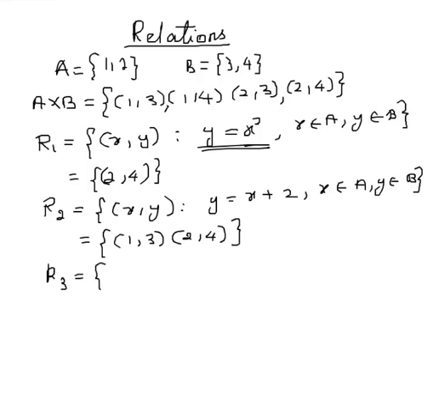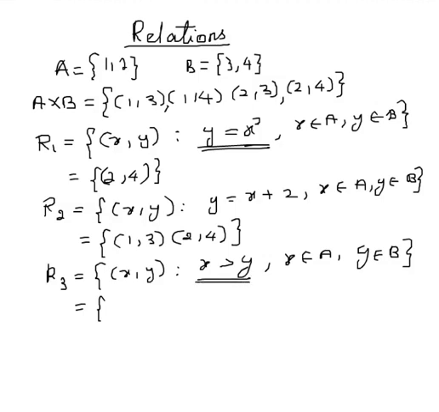Let us define another set as set of all (x, y) such that x is greater than y, where x belongs to A and y belongs to B. Let us write in roster form. Let us think about the element satisfying this condition. X should be greater than y. (1, 3), no, it doesn't satisfy. (1, 4), no. (2, 3), no. (2, 4) also doesn't satisfy this condition. So it is a null set.